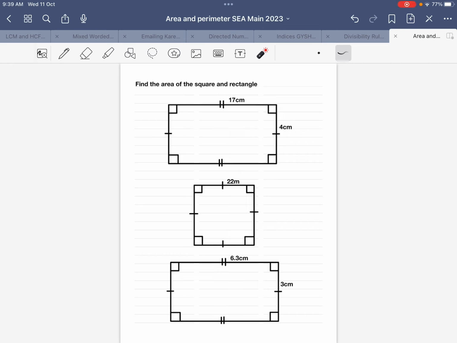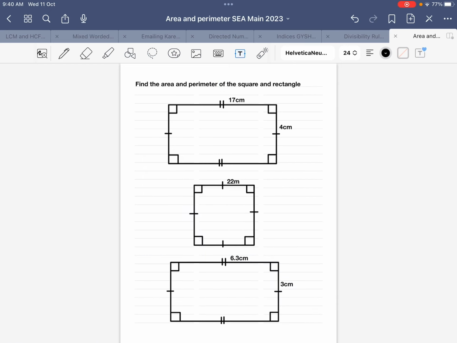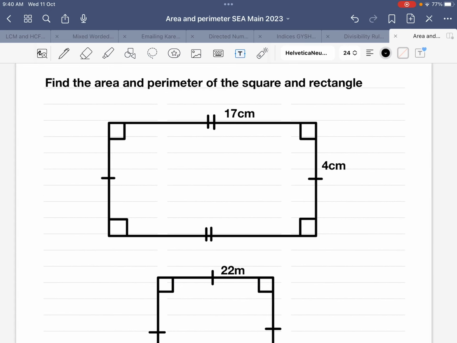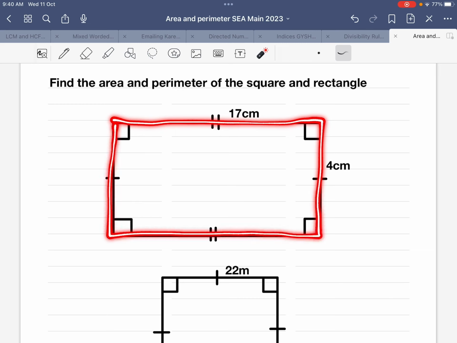Okay, so let's take a look at these 3 questions. You can pause the video, and instead of simply finding the area, you can find the area and the perimeter. Okay, so now we will go through the solutions. We will start with the perimeter. Perimeter is simply the distance around the edge of the shape.